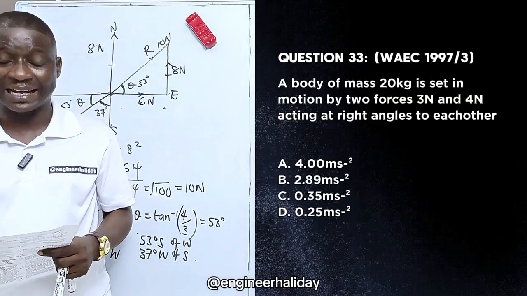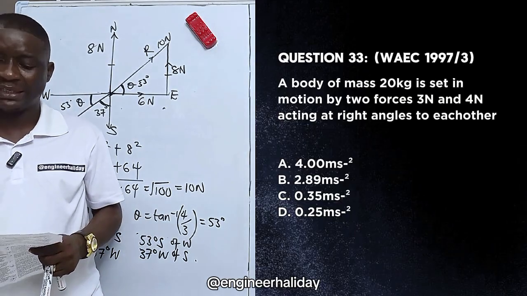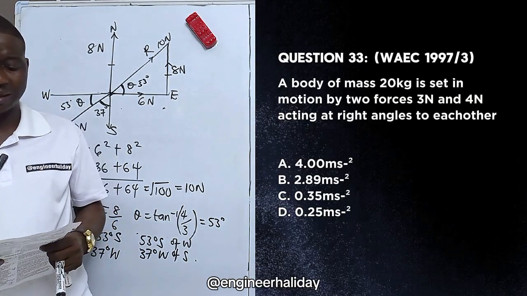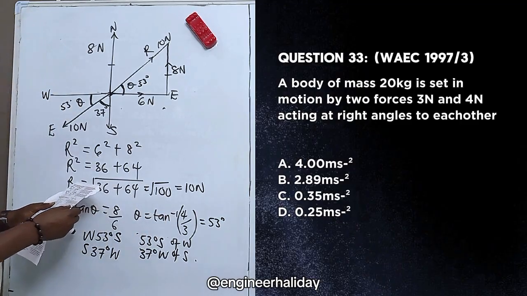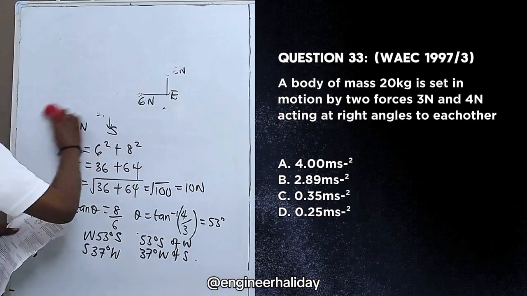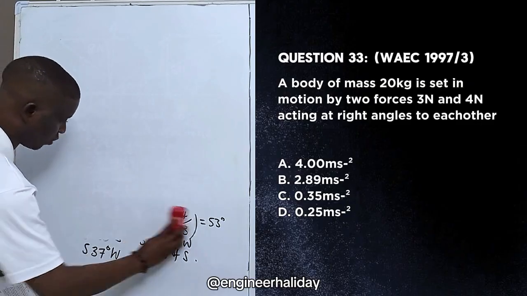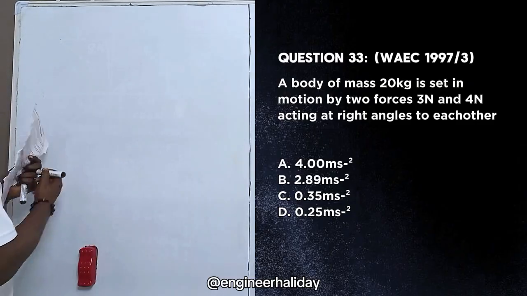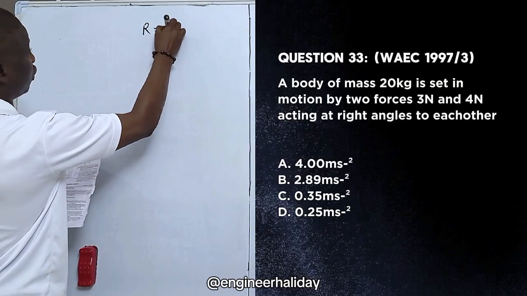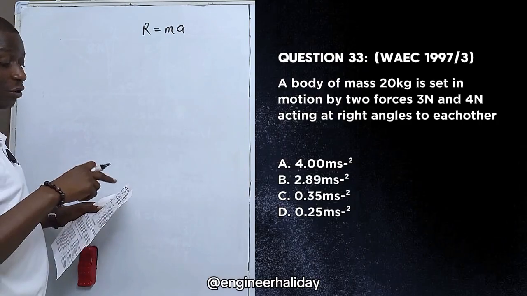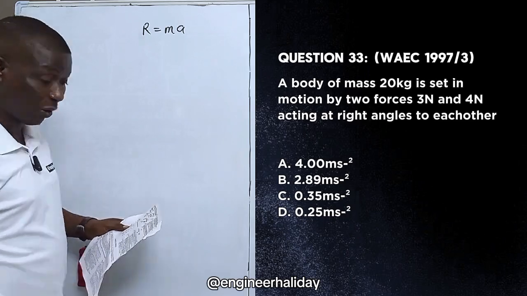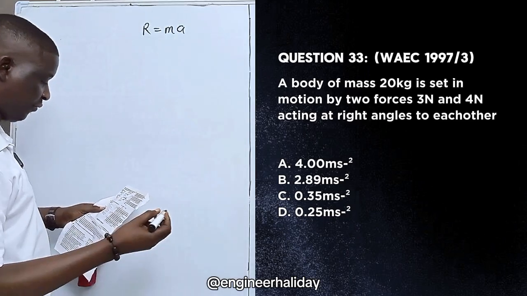That is 1997 question 3. Try it and send your answer to the comment section. Let's go to the next one, number 34. So 33, you try it and let's see what you are going to get. Please don't forget to use resultant R equals MA. After getting your resultant for number 33, equate it to MA and solve for the acceleration. Very easy.